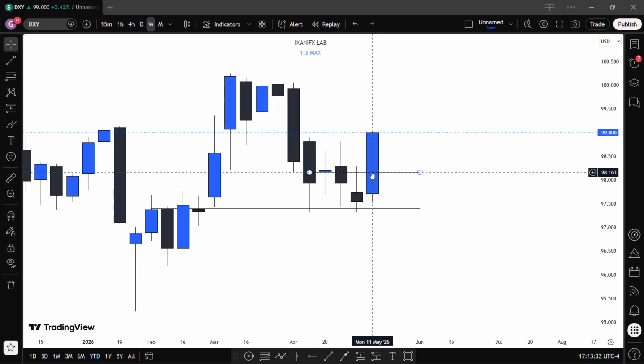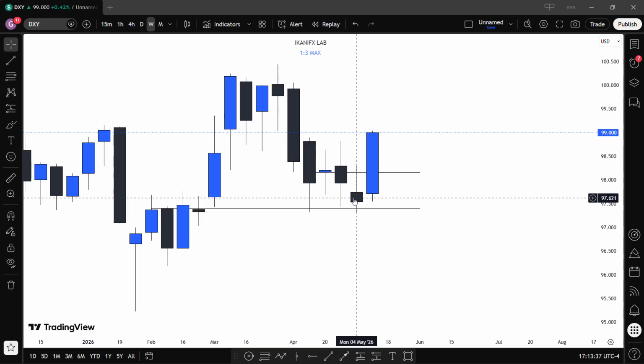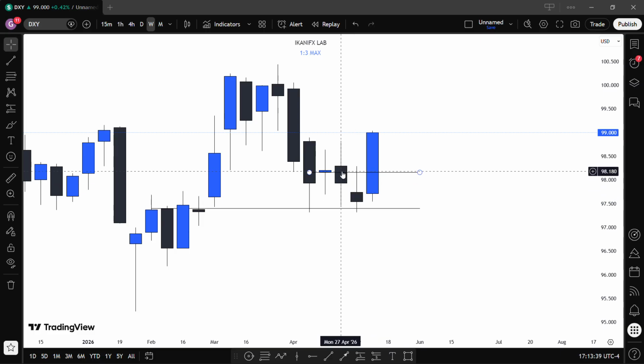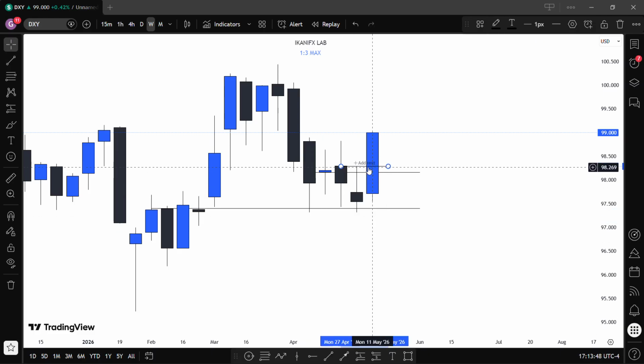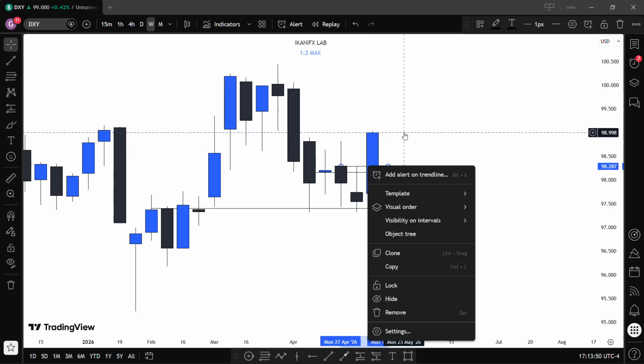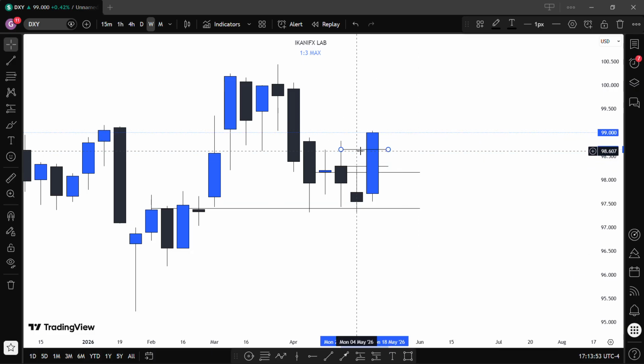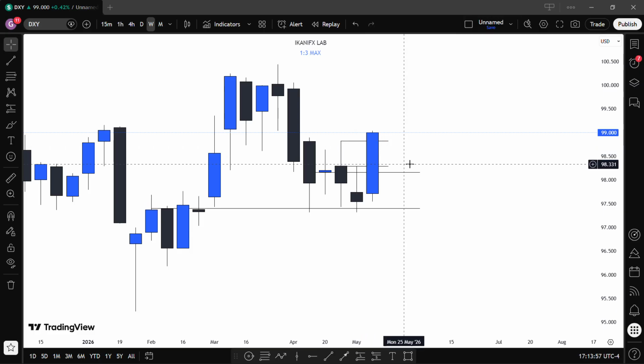The first thing we can see is the market has aggressively broken above these two previous bearish candles. You see these two black candles, the market has broken above them. So immediately we see that the market on the weekly time frame is bullish for the dollar index.